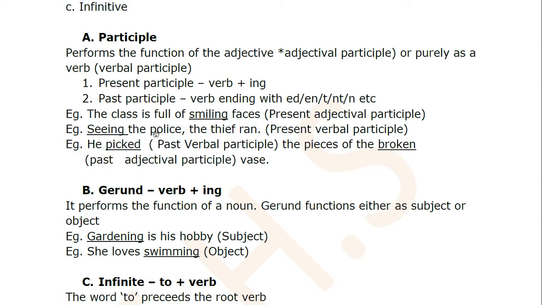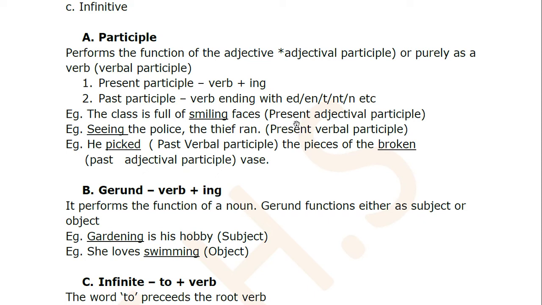Seeing the police, the thief ran. Again you have ing. The moment you have ing, you should be alert. Okay. So you know it is one of the participles. So you underline it. Now, is it past or present tense? Present tense. So you write present participle. Now which type of participle is it? Seeing the police. Now there is a noun over here. The police is there. But is the seeing describing the police? No. It's only showing some action. So it is a verbal participle.